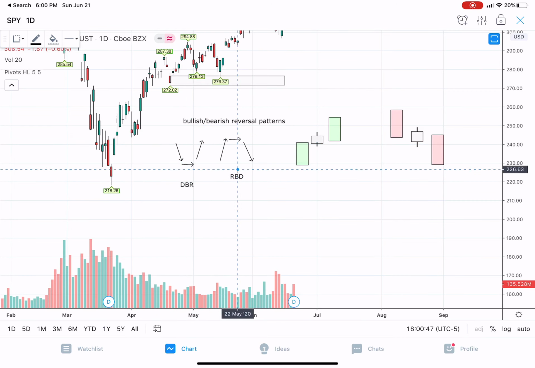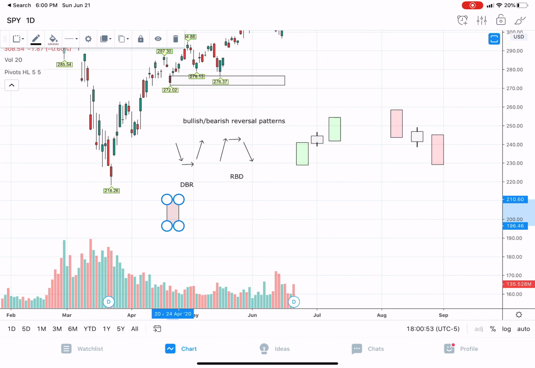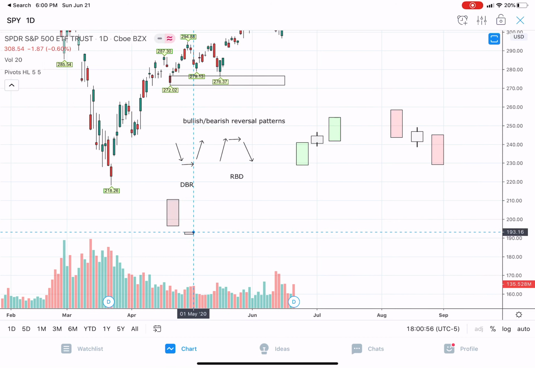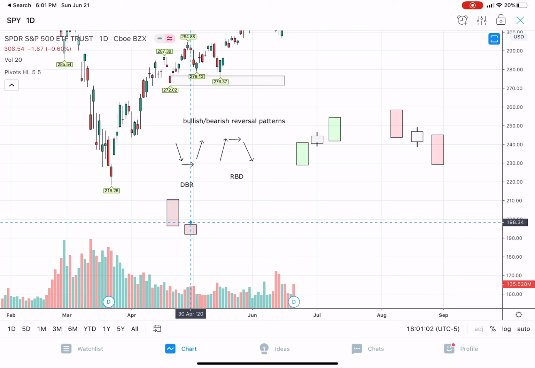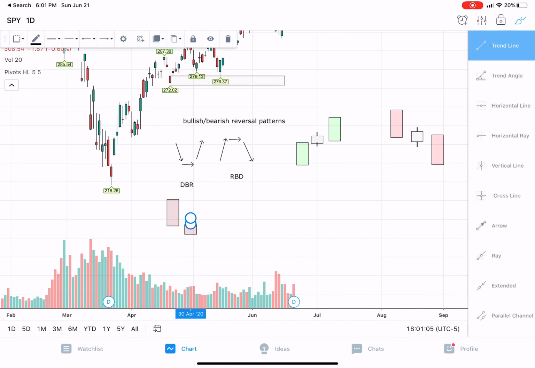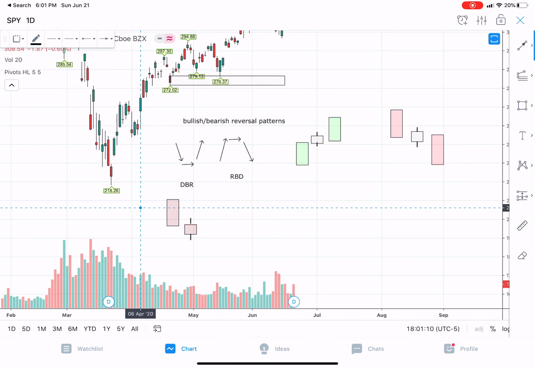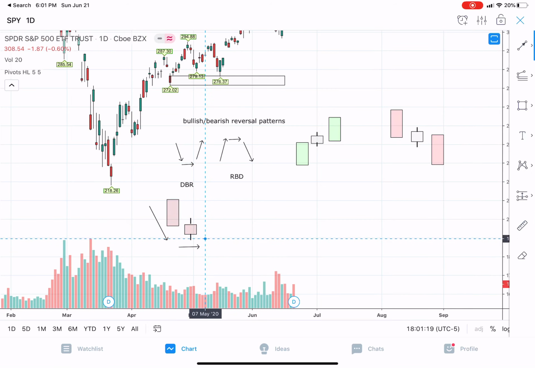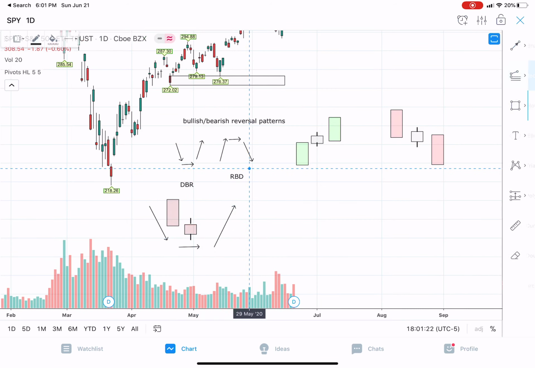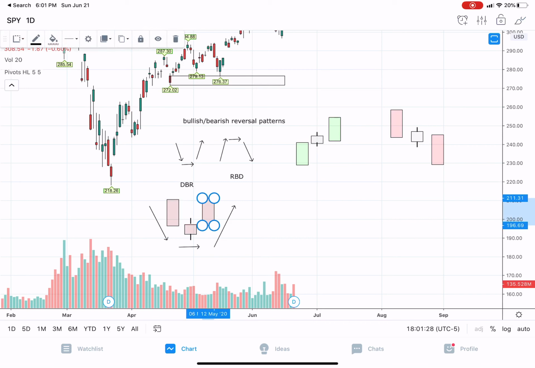You have a drop-based rally, which is basically you get your red candle here. Then you get your basing candle here. Remember, it can be a bullish or a bearish candle. It does not matter. I call it a basing candle because it's simply a pause. You get price dropping like this, and then you trade sideways, and then you get your move out of the level, which is confirmed only when the candle makes a higher high.